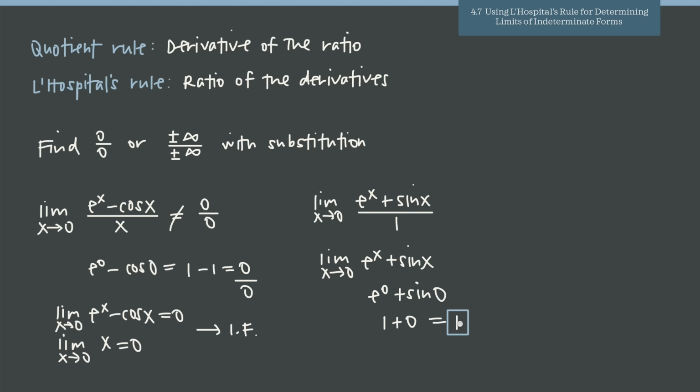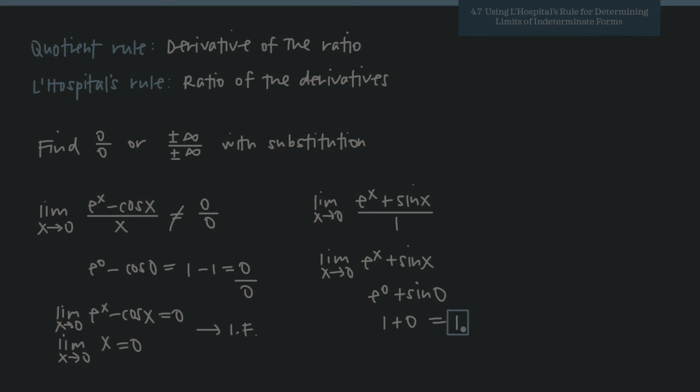If you find an indeterminate form again after using substitution, you just want to apply L'Hopital's rule a second time. After you apply it a second time, simplify that function as much as possible, and then try substitution again. And you can keep doing this over and over until you eventually get to a real number answer.